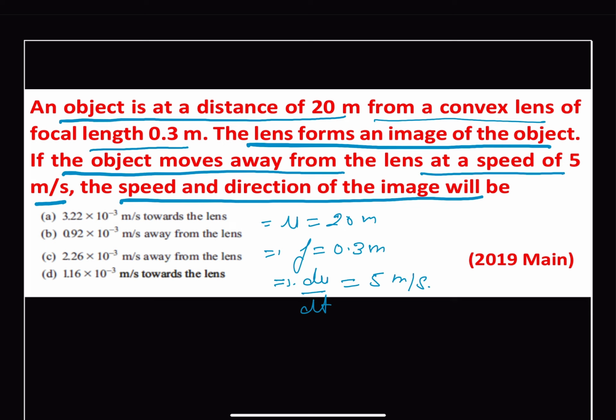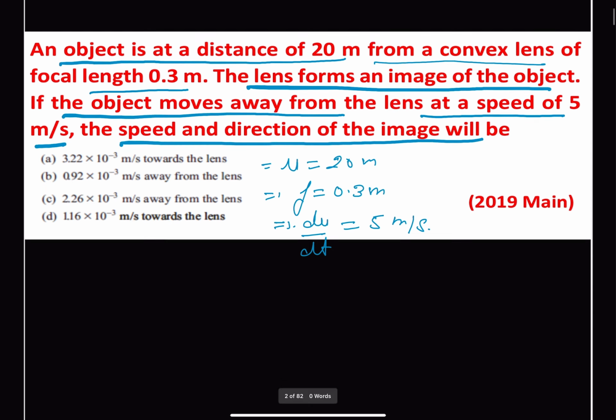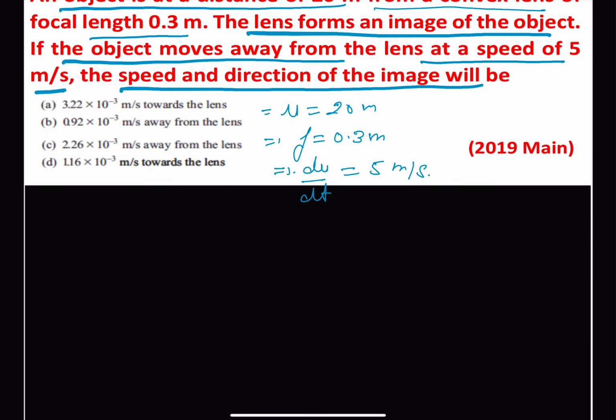So first of all, let's try to find out what will be the equation of the image, and based on this we can easily differentiate it and get the speed of the image. So we start with the basic formula, which tells us that 1 upon f is equal to 1 upon v minus 1 upon u.